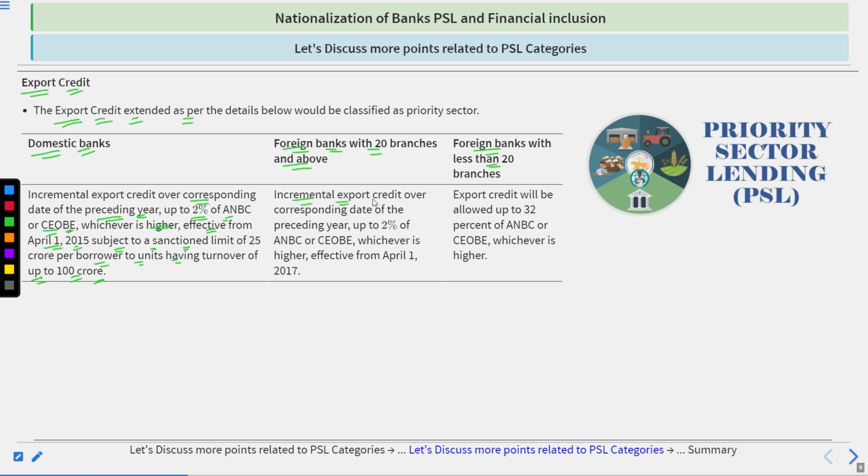After this, incremental export credit over corresponding date of the preceding year, up to 2% of ANBC or CEOBE, whichever is higher, effective from 1st April 2017. Then, export credit will be allowed up to 32% of ANBC or CEOBE, whichever is higher. Okay.